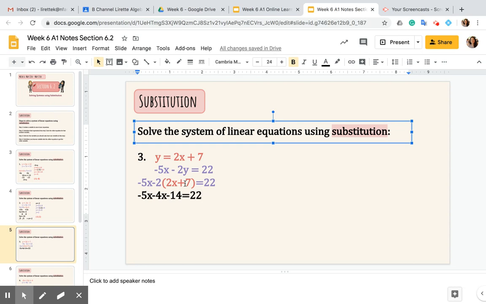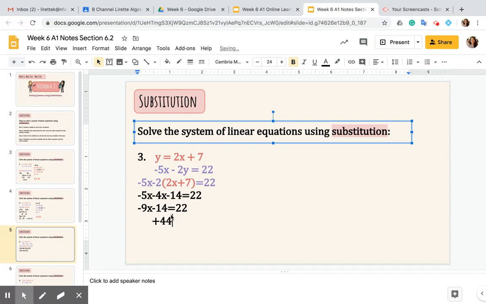Okay, so we're just simplifying a little bit further by combining these like terms. -5 minus 4x, same signs. I combine them and get a -9x. Everything else comes down for the ride. Now I can start solving.